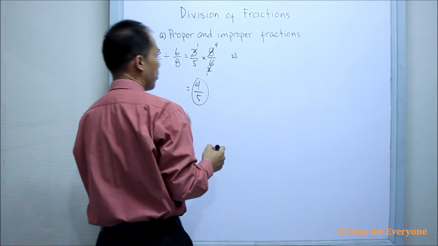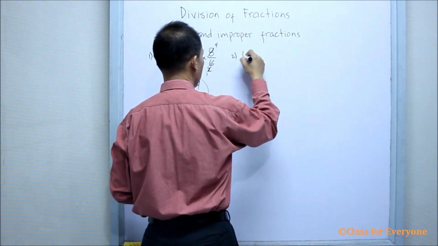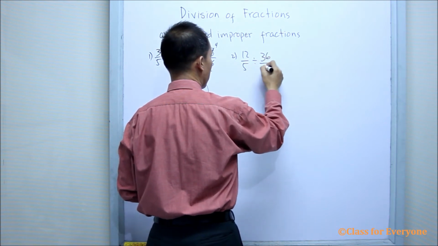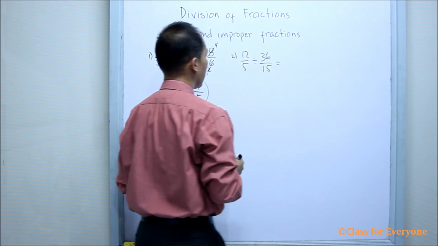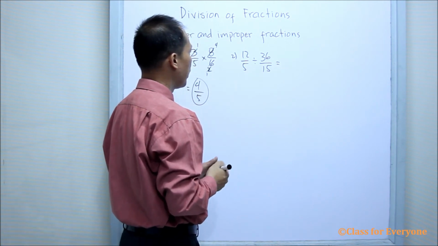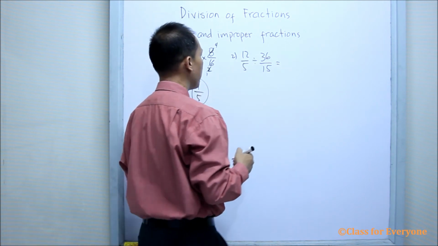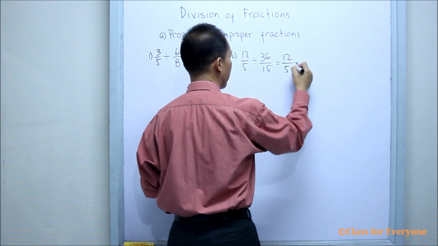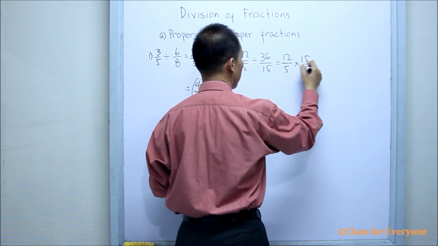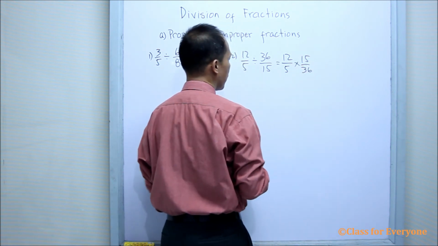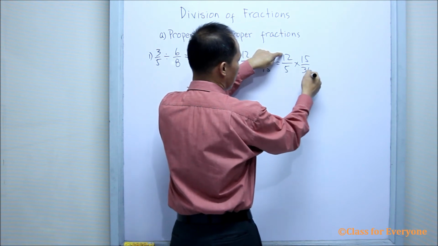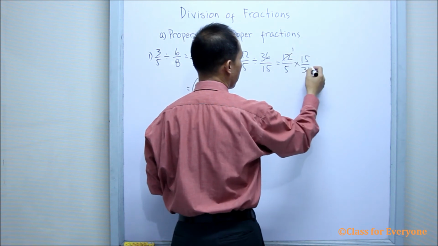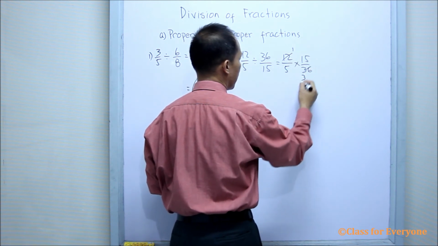Now, another example is when we have an improper fraction 12 over 5 divided by 36 over 15. Again, we're going to find the reciprocal of the divisor and then multiply it. 12 over 5 times the reciprocal is 15 over 36. There's no common factor here. There is a common factor here. So divide this by the common factor, which is 12. This becomes 1. And this will be 3.